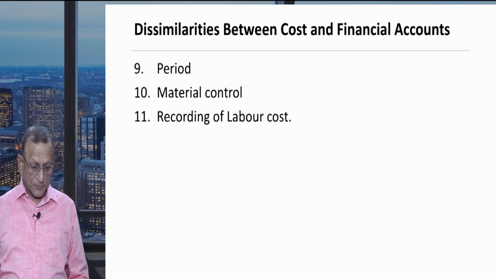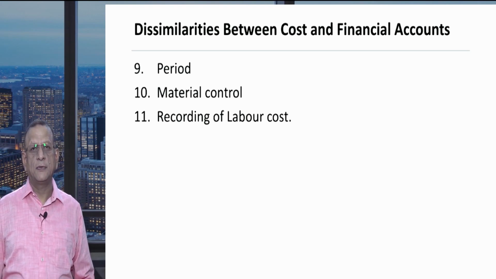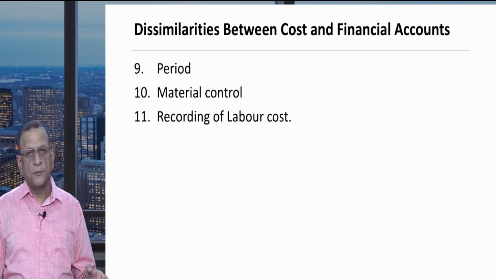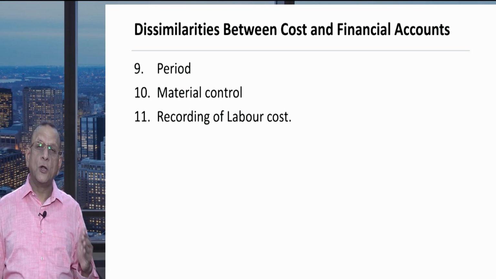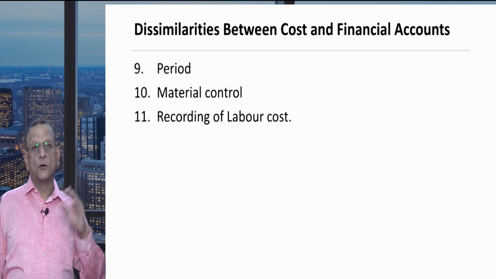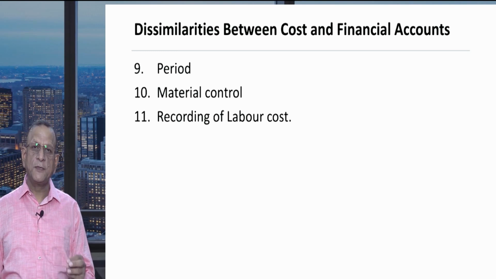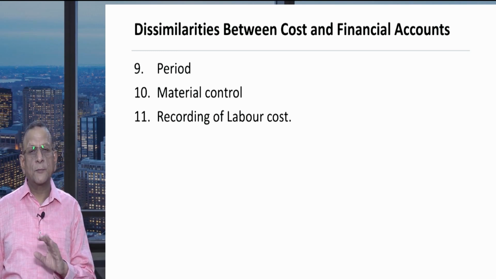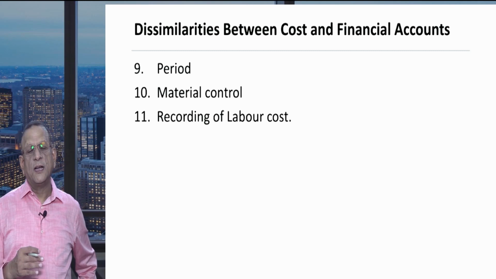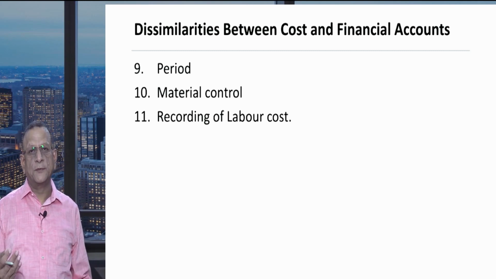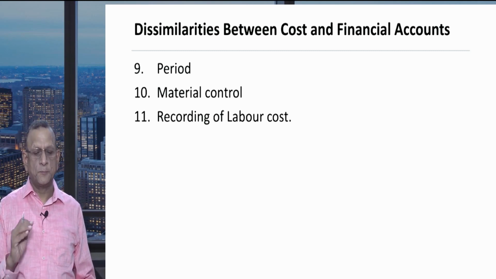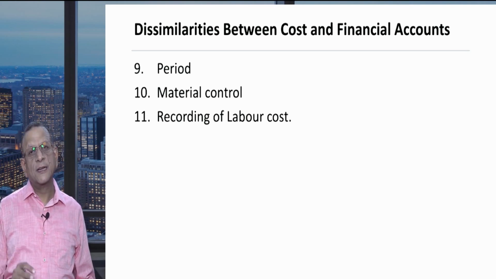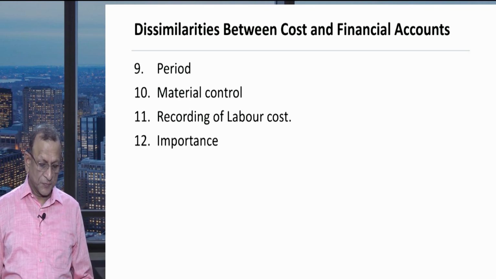Then the next one is recording of labor cost. For any production, labor cost is really important, but in the case of financial accounts, we will be recording this labor cost not related to any department or process or unit, but as an overall recording. With this overall recording, we are not in a position to do any reduction exercise or control. So, from this angle also, financial accounts and cost accounts are different.